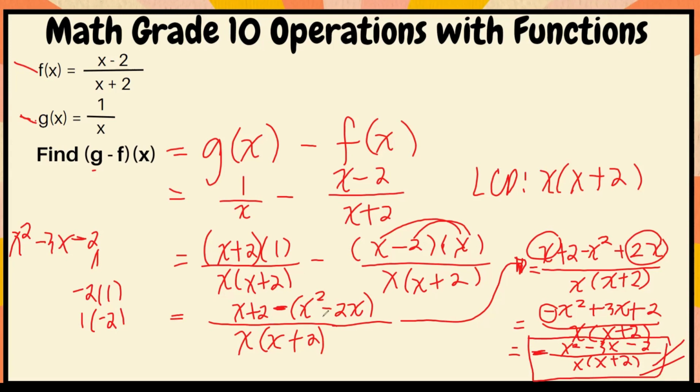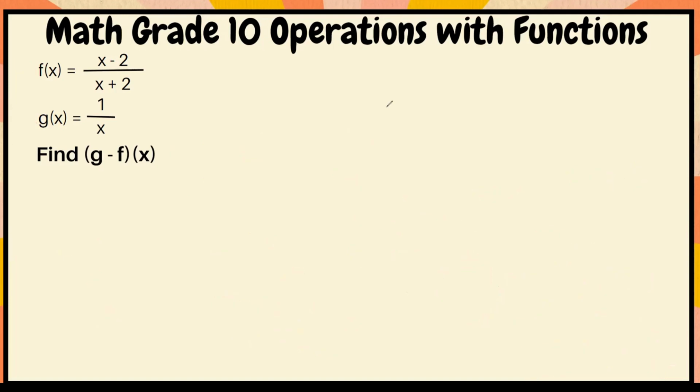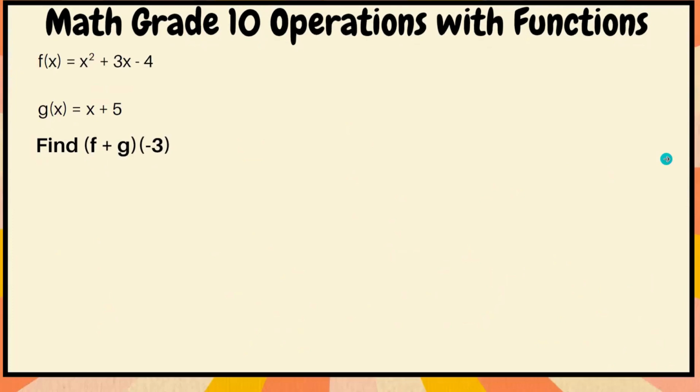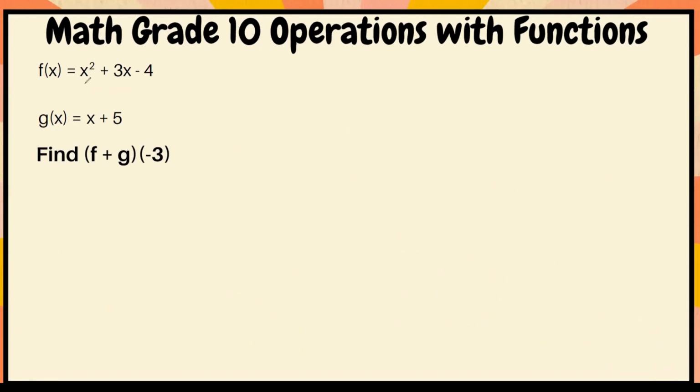Okay? Next, given. And this time we will be using the given value of the variable. But it's dissimilar. It's not the same given. Our f of x is x squared plus 3x minus 4. Then our g of x is equal to x plus 5. So we need to add the two functions, but our x should be negative 3.